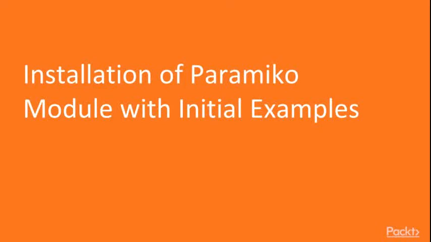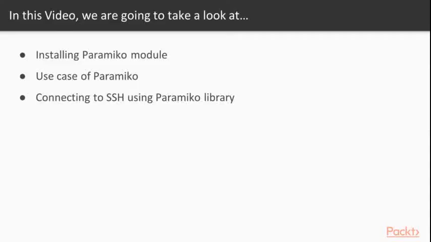So we will start from an installation of the Paramiko module with initial examples. We'll install the Paramiko module and we will see what that library does. We will see a use case of the Paramiko library and we will see how to perform a connection via SSH using the Paramiko library.